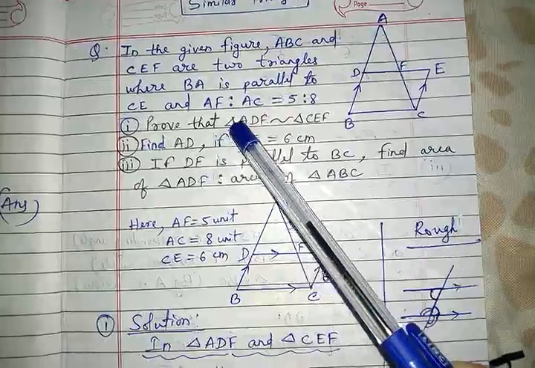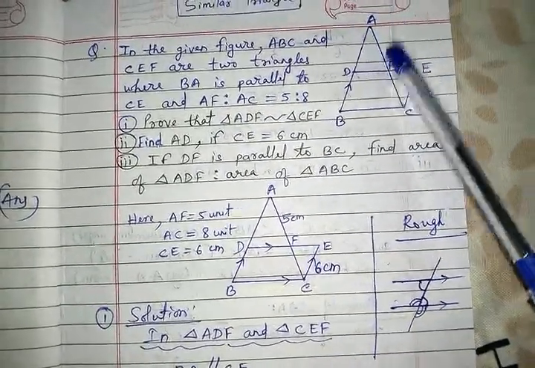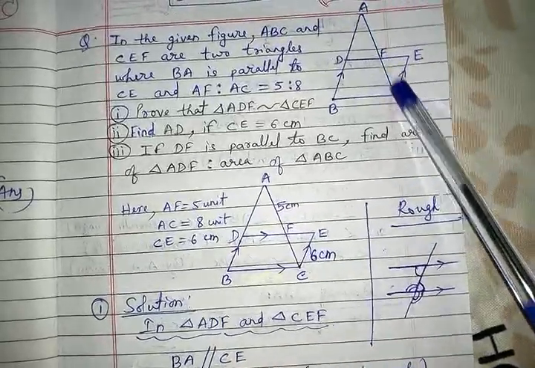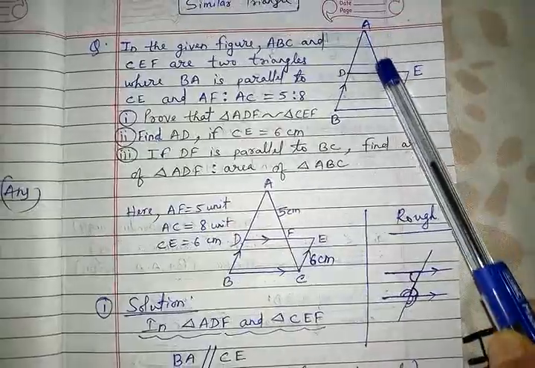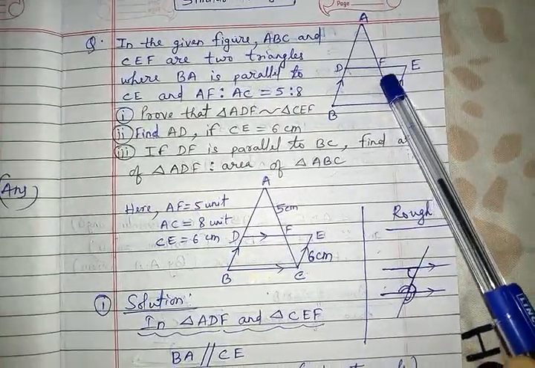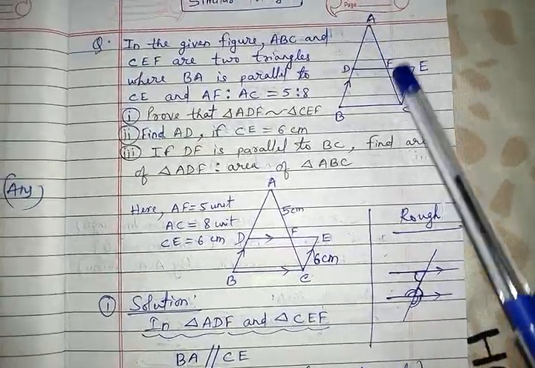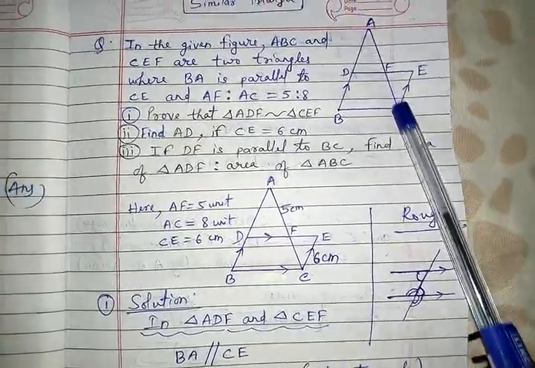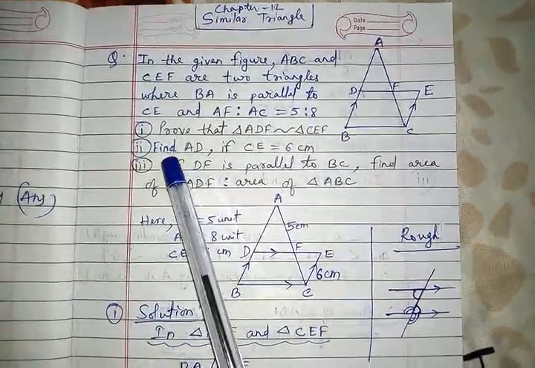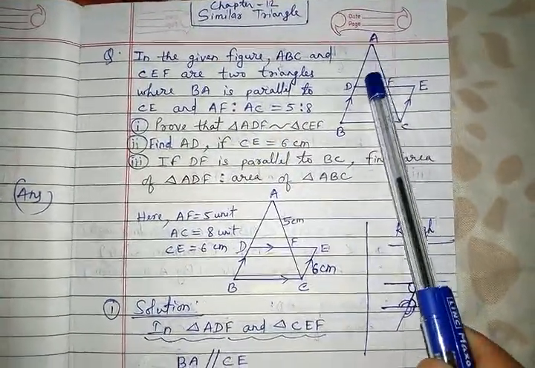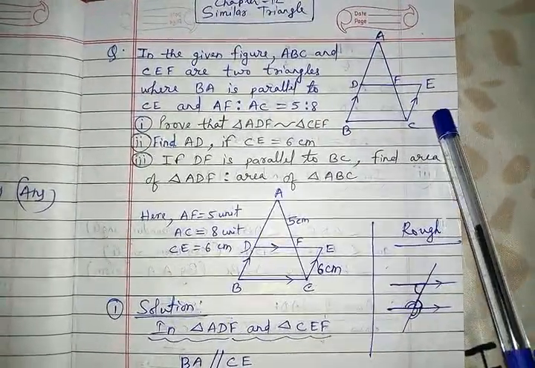Now AF to AC is 5:8. So AF is 5 units and AC, this whole thing, is 8 units. That means if this is 5 units and the whole is 8 units, then this lower part will be 3 units. Why? Because the whole minus the upper part is the lower part. So 8 minus 5 is equal to 3. So this is 3.